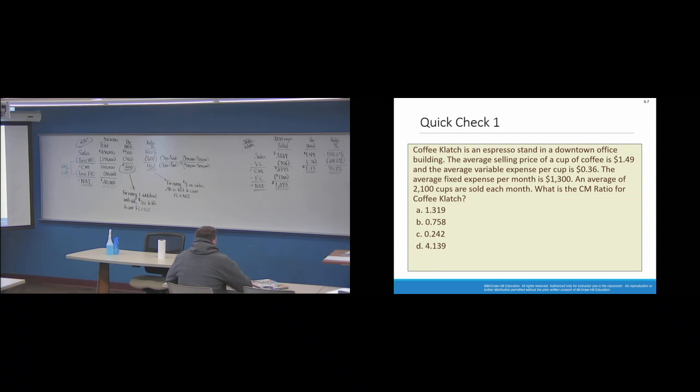This is also 0.242. And 100% is also 1. All right, so I don't want you to get confused between the decimal equivalents. So it says, what is the CM ratio for coffee clutch? Here is the reason that I want you to do the template first, because with every question that we answer, we either have the answer in the template or we use variables within the template and plug them into a ratio formula and come up with the answer.